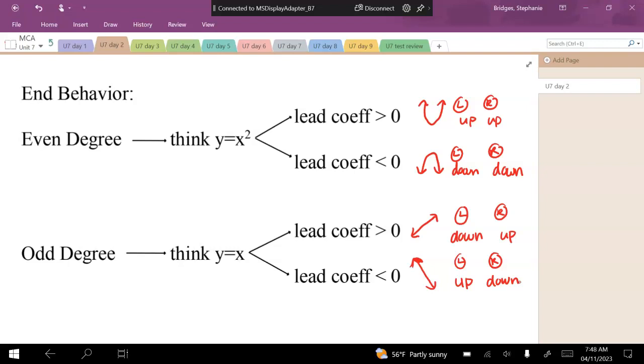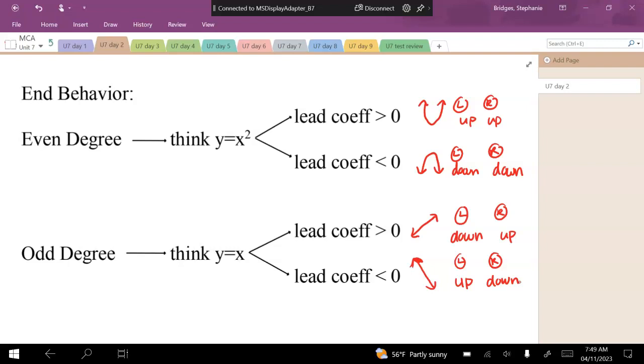If the number in front of your even degree is positive, then it would be going up and up. If the number in front of it is negative, you would be going down and down. And then if the leading term is odd and the coefficient in front of it is positive, think about positive slopes. I always draw myself a line, or at least think of it in my head, so I can decide which direction it's going on the left and which one is going on the right.